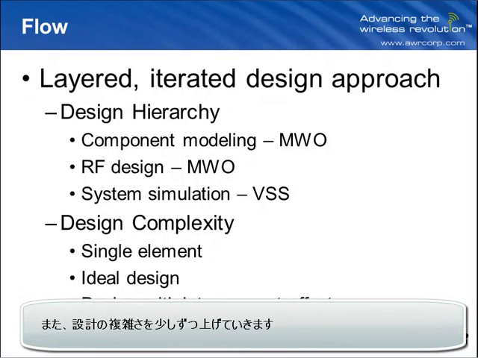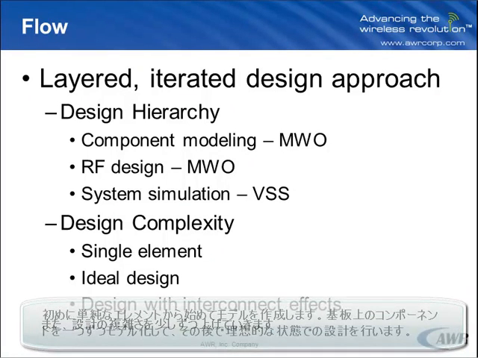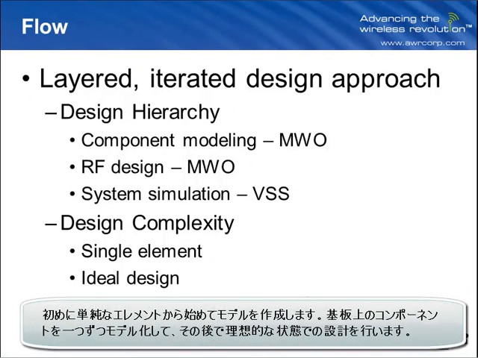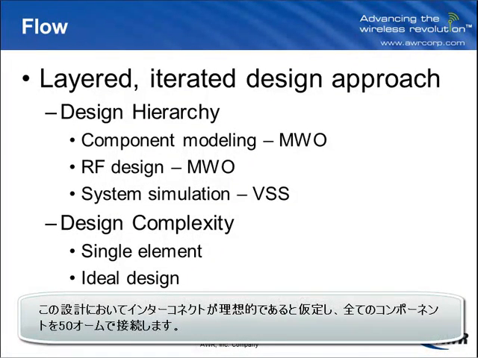We'll also increase design complexity very slowly. Again, we'll start with a single element and build up a model for it. After we have a model for each one of our components on our board, we'll do an ideal design, and in this ideal design we'll just cascade each component into 50 ohms, assuming that the interconnects are perfect and ideal.